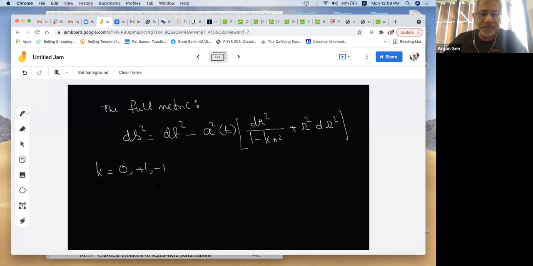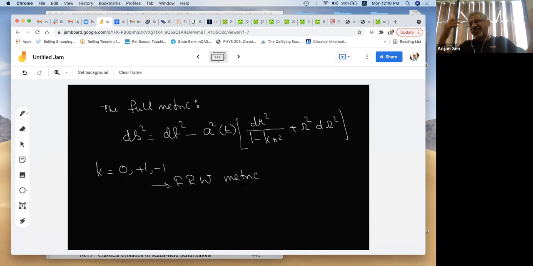This metric is called the Friedmann-Robertson-Walker metric. This is the metric that we get, assuming that the universe is homogeneous and isotropic on large scales, and we define a large scale as a size of around 200 megaparsec or so. I'm saying this very roughly, we don't know exactly what value, but around that value, this metric is valid.